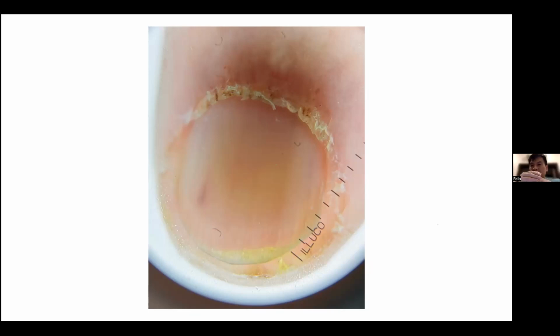But I'm just showing what we see in the nails. He has rash elsewhere. What do you think the diagnosis is? Okay, a bit difficult, this one.